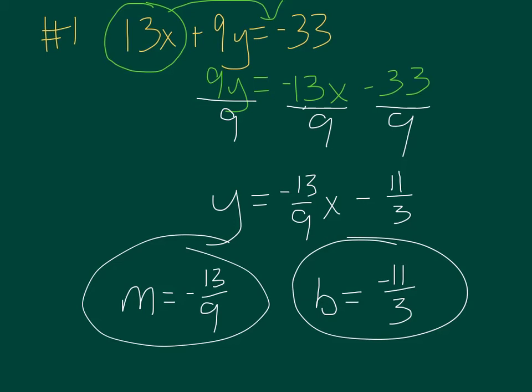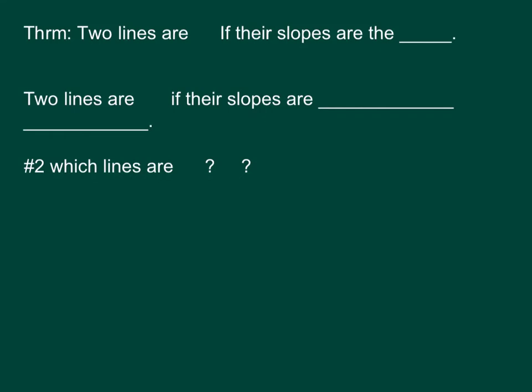Okay, we're almost done. I've got to show you a couple theorems, and then one more example, and we'll be done. Two lines are parallel, so just do two vertical sticks, if their slopes are the same. In other words, if m1 is equal to m2. So for instance, if the first slope was negative 3/4, then the second slope would also have to be negative 3/4. Pretty easy. If the first slope was football, the second slope would have to be football. They always have to be the same.